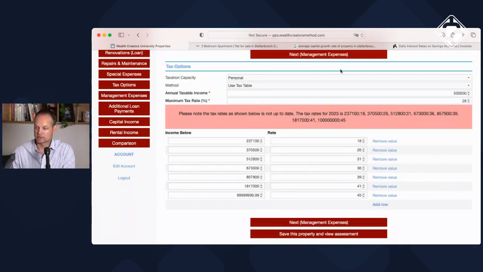Special expenses, there are none. Tax obligations, this is a very important one. Let's say for whatever reason I want to buy the property in my personal name. You can add in your annual taxable income, let's say it's 500,000. The calculation asks for it to determine your marginal tax rate, and I'll show you what that is when I do the calculation.